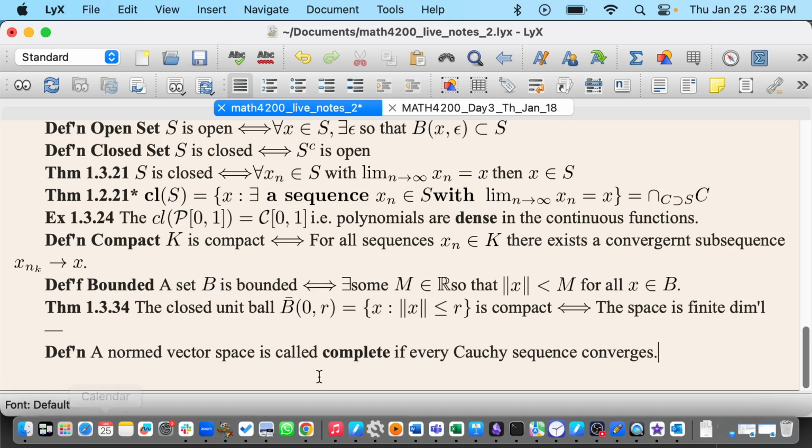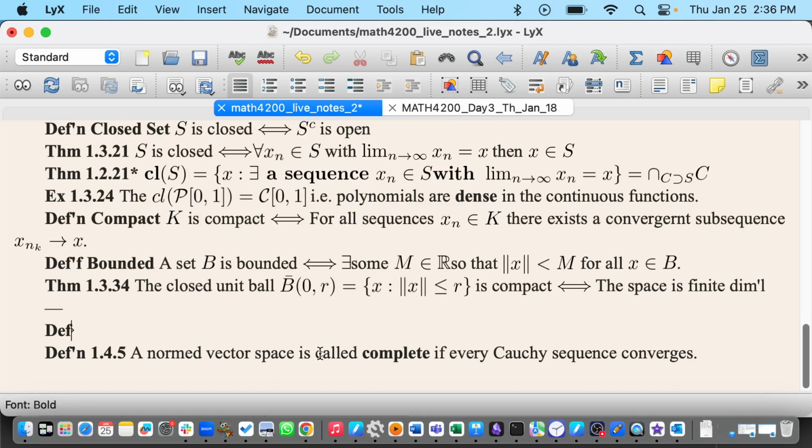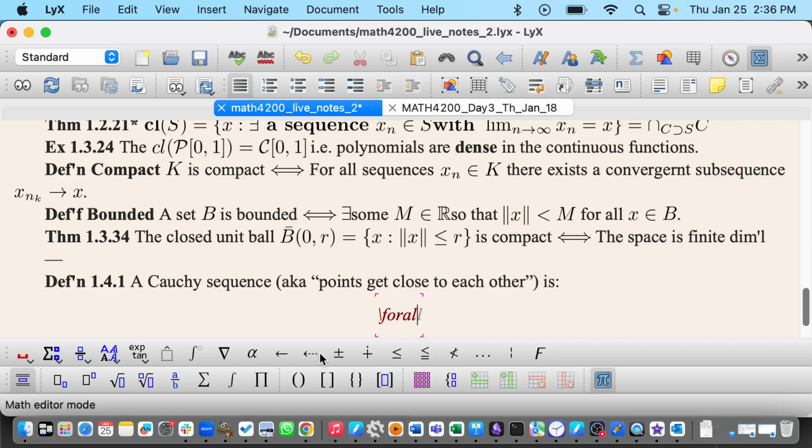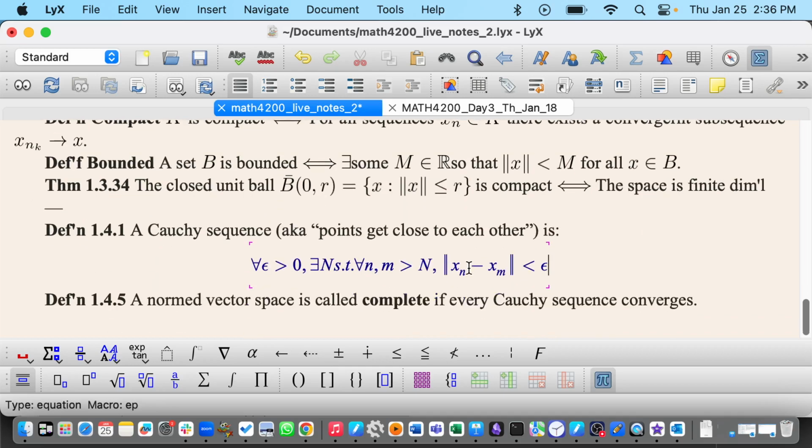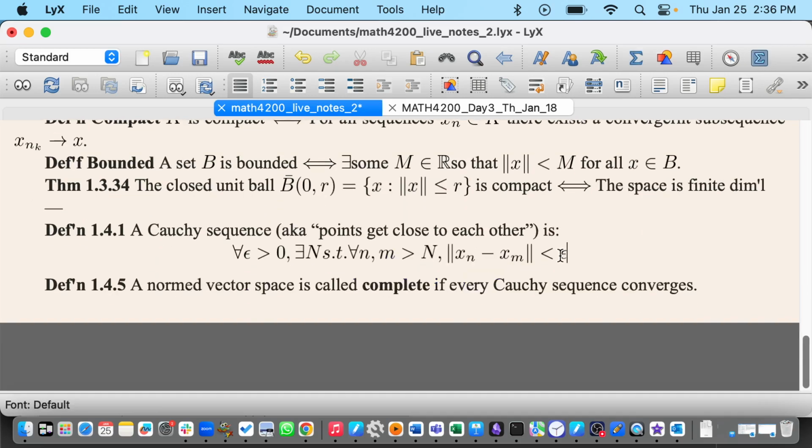And this has a name. This is definition 1.4.5. Let me also write down the definition of a Cauchy sequence so that this makes more sense. Definition 1.4.1: a Cauchy sequence. I think of this as points get close to each other. Points get close to each other is: for all epsilon greater than 0, there exists n such that for all n, m greater than n, the norm of xn minus xm is less than epsilon. So the points get close to themselves, and it's called complete if every Cauchy sequence converges.